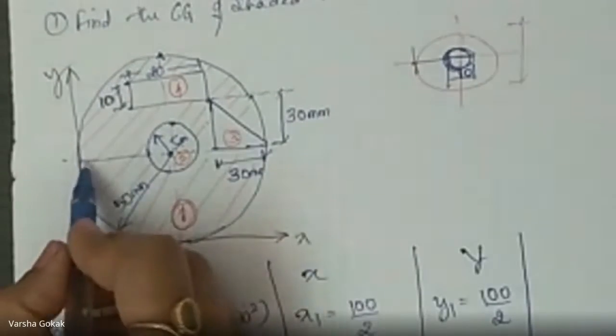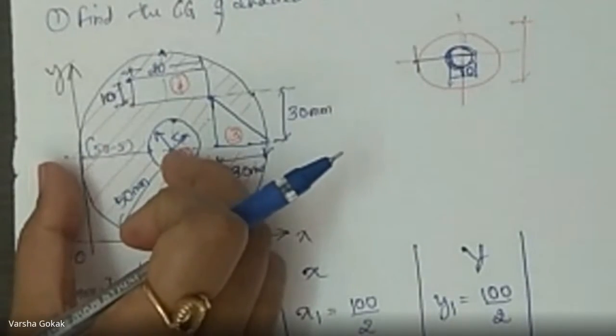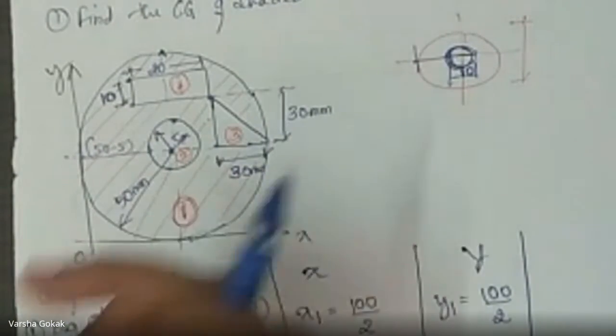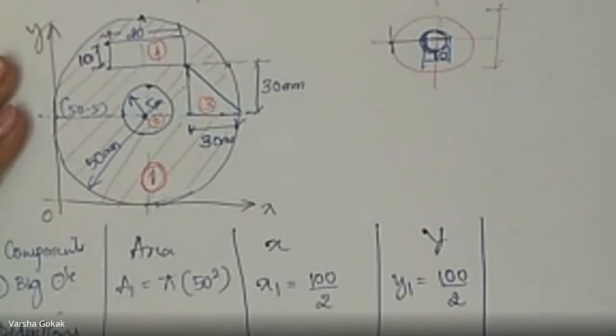Minus 5. 50 minus 5, yeah, correct. So this would be 50 minus 5. That's also right, because till here it is 50 and this is 5, right? So what is the value of x2 then? Tell me the value of x2.